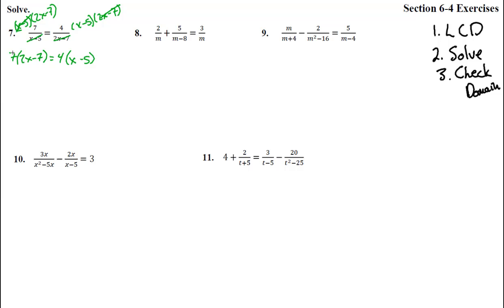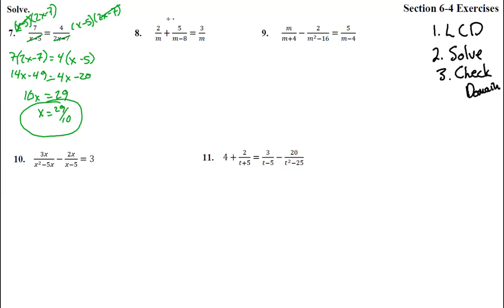We've got parentheses, so distribute, and we have 14x minus 49 equals, distribute that, and we get 4x minus 20. Subtract 4x over to the left, and we're left with 10x. Add 49 over there, and we get 29. So x is 29 tenths. Don't forget the last step. Check the domain. Will 29 tenths cause this to go to 0? Nope, we'd have to have 5 minus 5 to go to 0, and this would be 7 halves. So nope, this number is in the clear to be a solution.